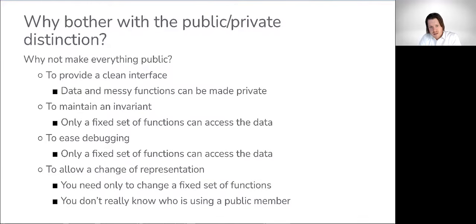This also helps ease debugging a little bit when we have a combination of public and private, since only a fixed set of functions will afford access to the data. It might help us narrow down where, if something is occurring, a problem could actually be presenting. Finally, to allow a change of representation. So if we allow this to only occur through, say, the public interface, again, we can ensure that any sort of invariants on the representation are maintained.